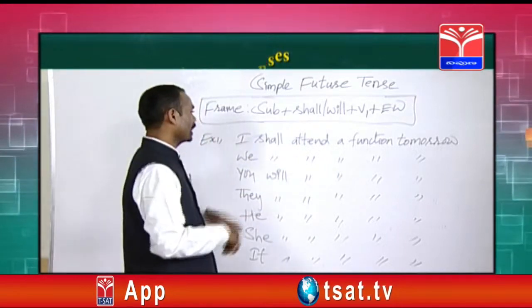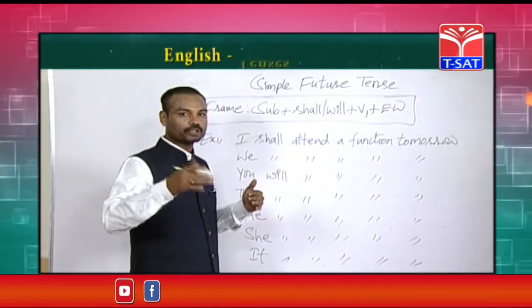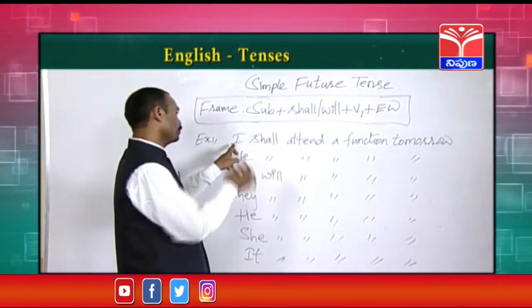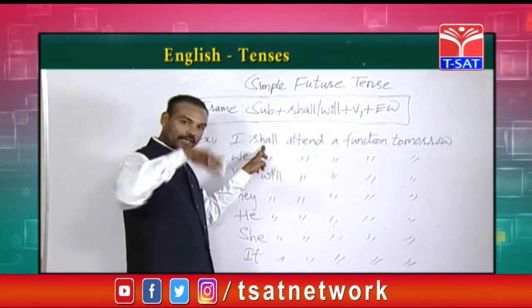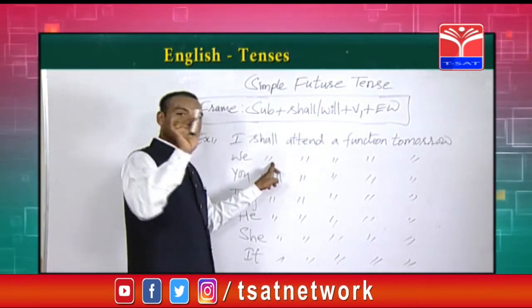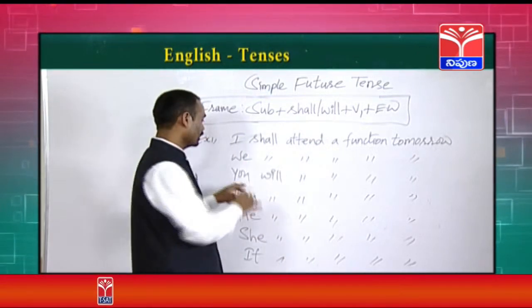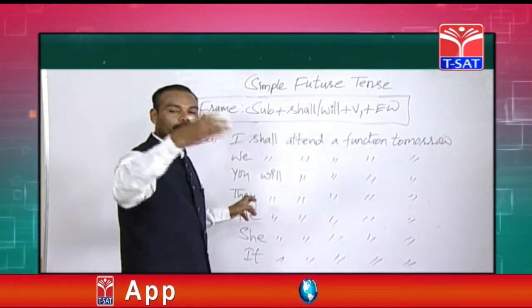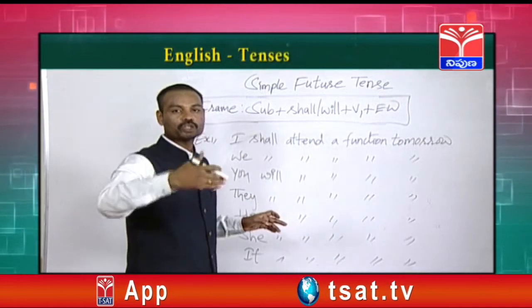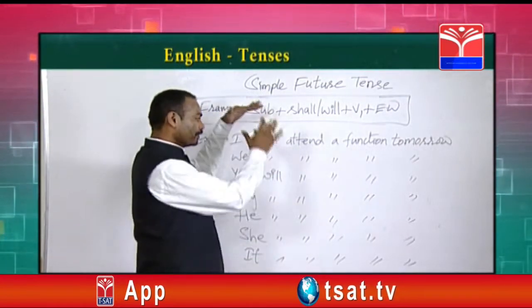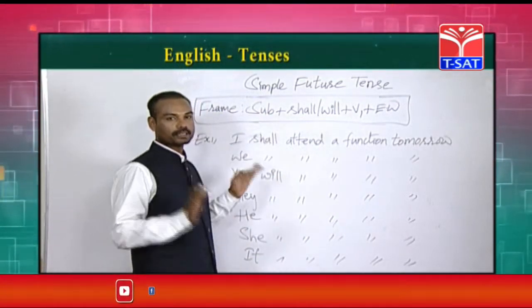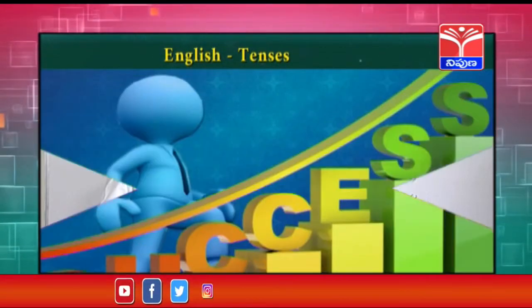Let's take example number 2. I will play football tomorrow, or I shall play football tomorrow. We can say I shall play football tomorrow, or I will play football tomorrow. Here, we shall play football tomorrow, or we will play football tomorrow. Next, you will play football tomorrow, they will play football tomorrow, he will play football tomorrow, she will play football tomorrow. Like that. Friends, this is the process of writing sentences in simple future tense.